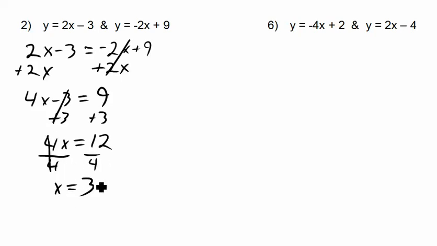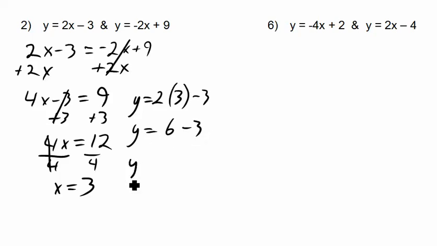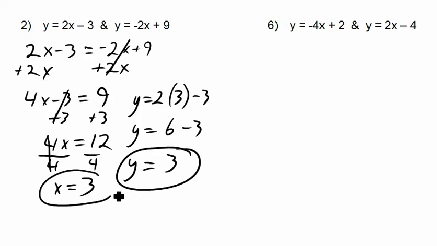So x equals 3. So now I'm not done. I'm going to find out what y is. So I'm going to take x, and I'm going to put it in either one of these. I'm going to use this one just because it looks easier to me, but it wouldn't matter. So it's y equals 2 times whatever x is. We said it was 3, minus 3. So y equals 6 minus 3. So y equals 3. So our answer is x equals 3, y equals 3. And if I graph both of those, they're going to cross at 3, 3.